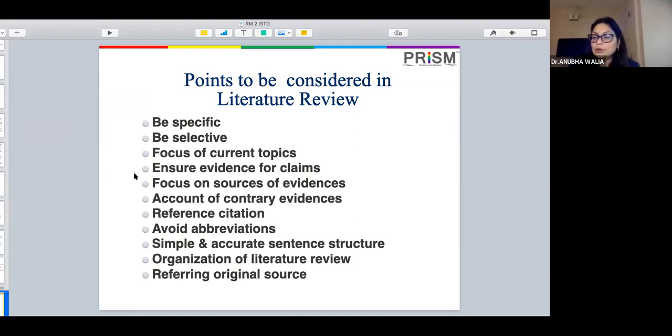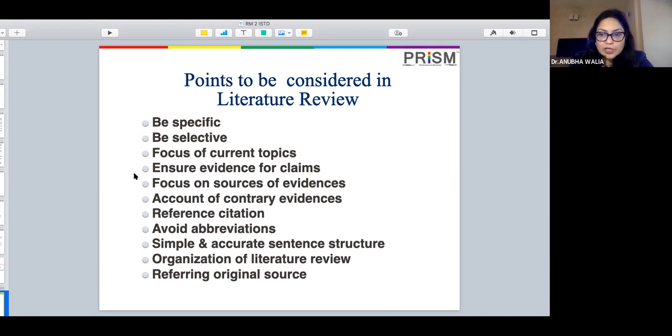Then you will see the account of contrary evidence. Does the author take into account all the contrary and conflicting evidence or not? Whether they are addressing the disagreements or not, that becomes the researcher's duty. The citations: any references you are using need to be cited. It's very, very important, and they must be included in the bibliography.